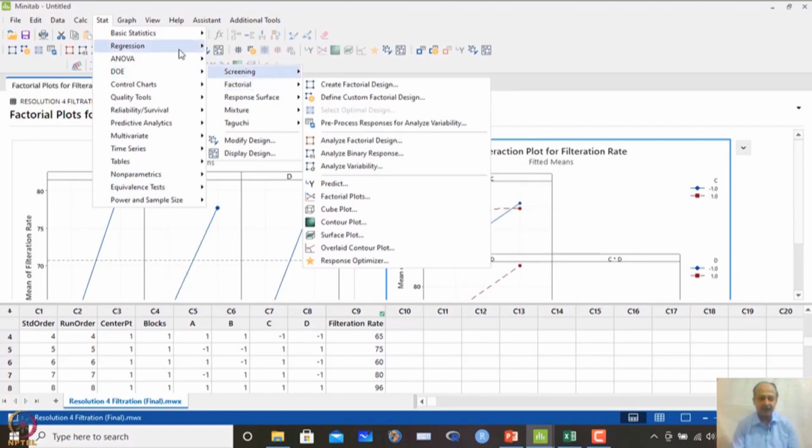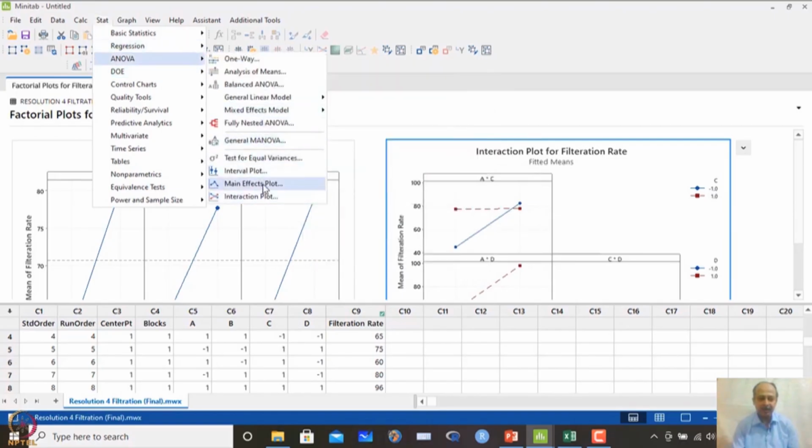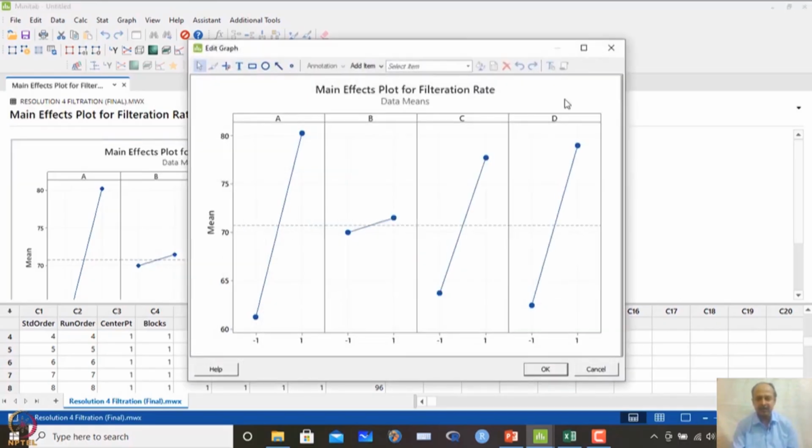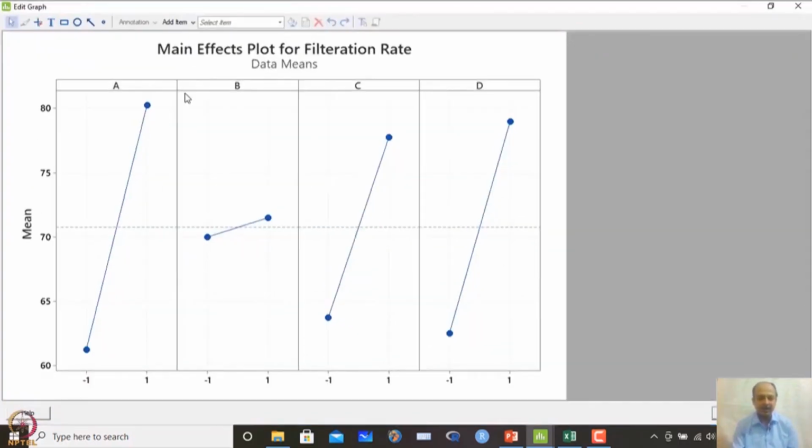So, in this case what we are doing is main effect plots over here, and we can consider filter rates over here, and the factors are considered from A to D like that. You click OK, what you will see is the main effect plots. Do not go by settings. What I wanted to show is B's effect over here, that it is quite flat, and the slope is quite flat over here.